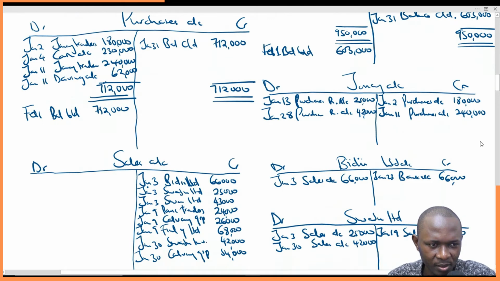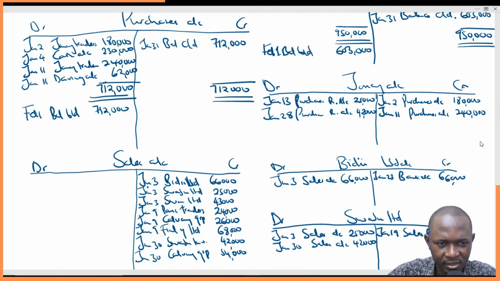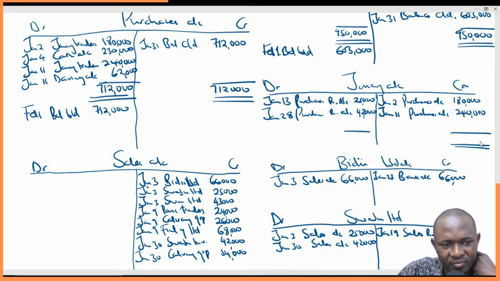So then we come to yet a different scenario. You can see this is 240 plus 180, and then this side 42 plus 25. Definitely the credit side has it. So you can see the space, I've left enough space there. So 420 plus 180 plus 240, that should give you 420. So 420,000. That is the highest figure.